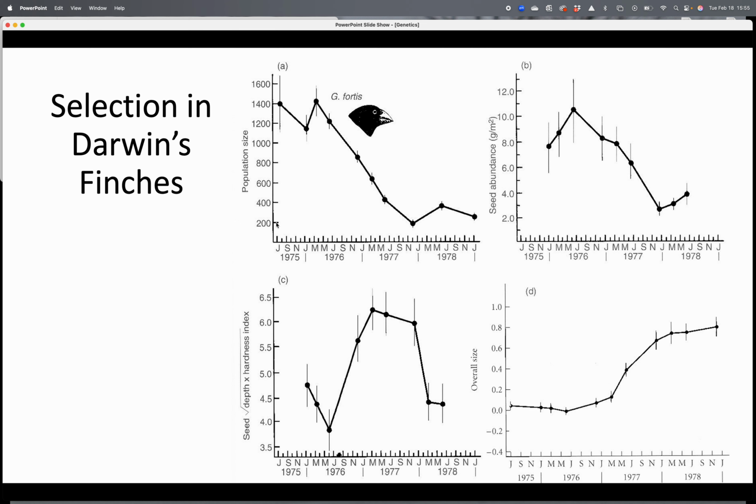So that's a really big population die-off. That's a severe selective event. Well, this lower left-hand figure down here is showing you an index of seed hardness. So some seeds are big, some seeds are small, depending on the species of plant that the seed comes from.